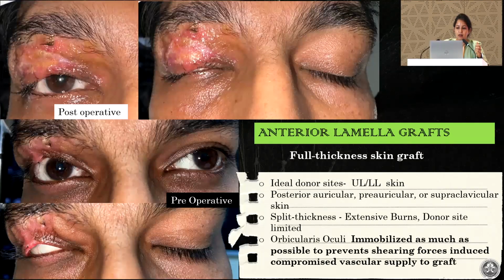Ideal donor sites for the skin graft include upper lid, lower lid skin, or the contralateral eyelid. In absence of eyelid harvesting, the different sites which can be used are the posterior auricular, preauricular, or supraclavicular regions. Split thickness skin graft is used in case of extensive burn with limited donor site availability. Pay attention to the immobilization of the graft as much as possible to prevent shearing forces that compromise vascular supply to the graft.